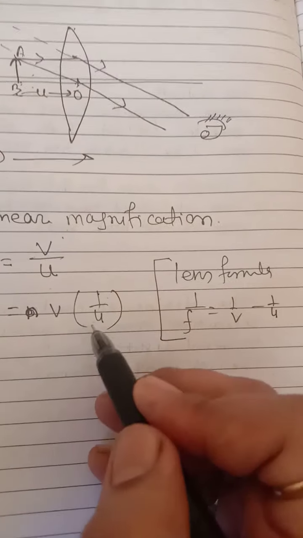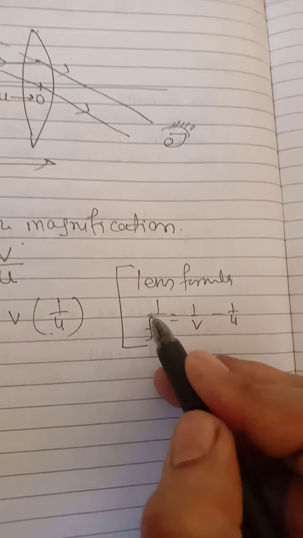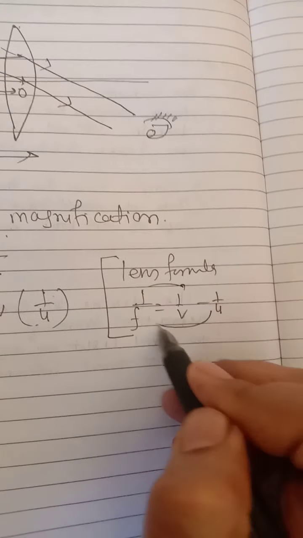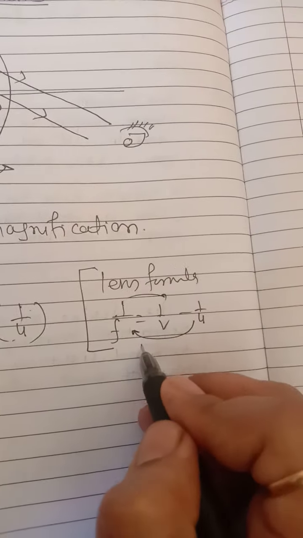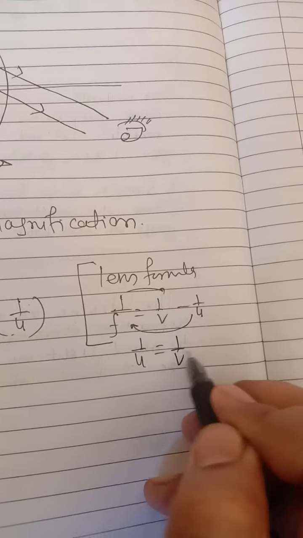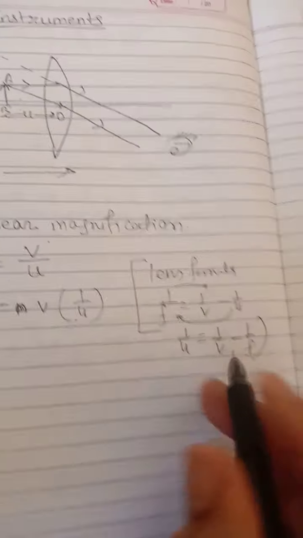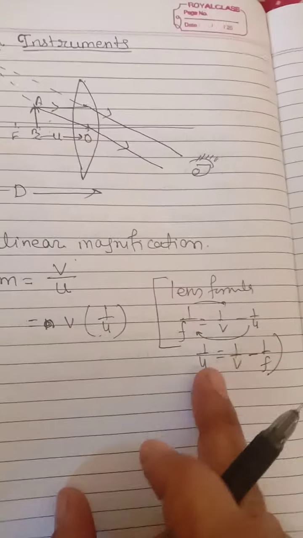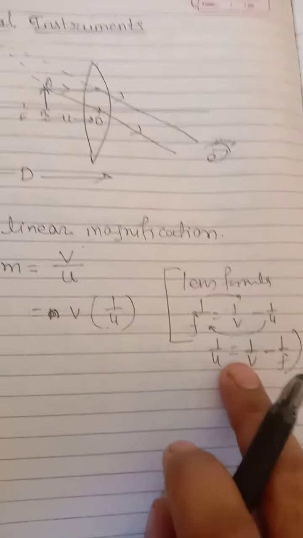So let's replace 1 by U. How to replace 1 by U? Take 1 by F this side and 1 by U towards the left hand side. So 1 by U will become equal to 1 by V minus 1 by F. It is given directly in your textbook. So I have given you the hint. It will be very helpful to you.